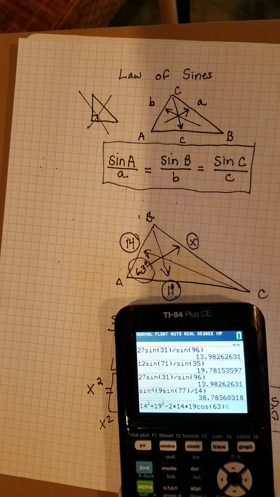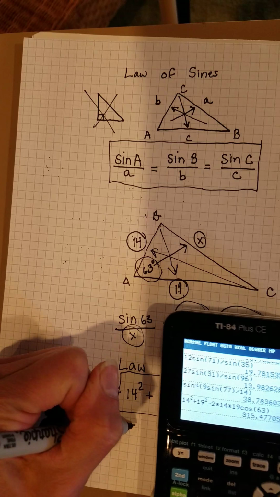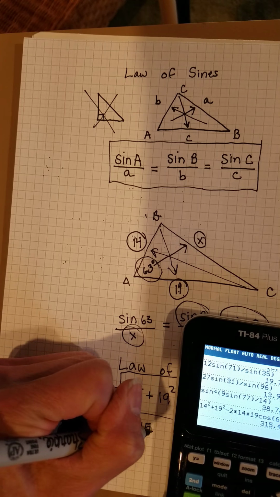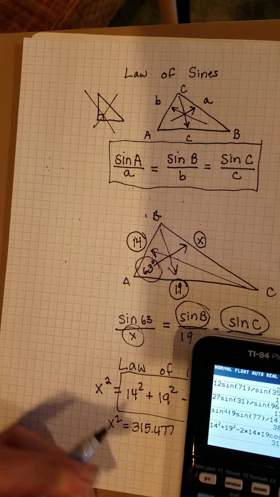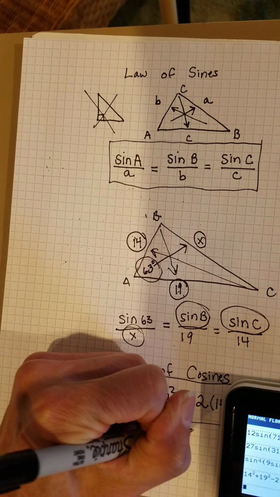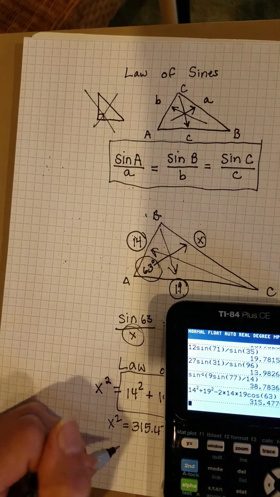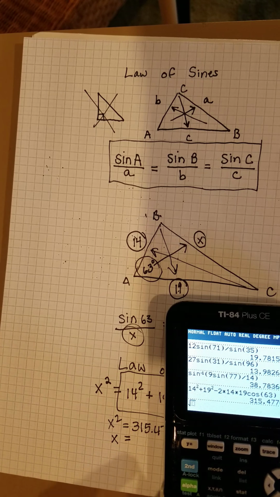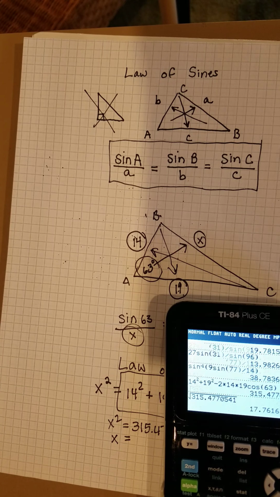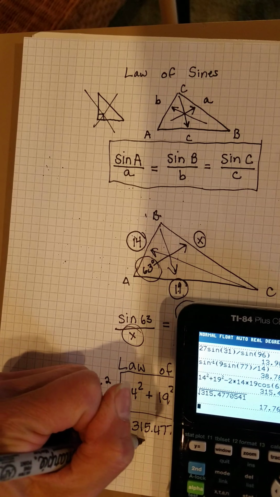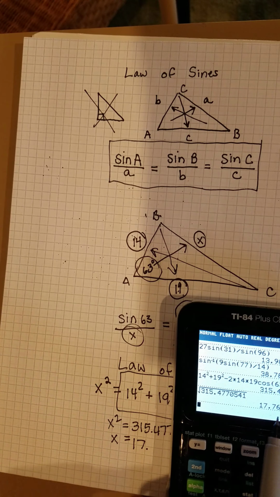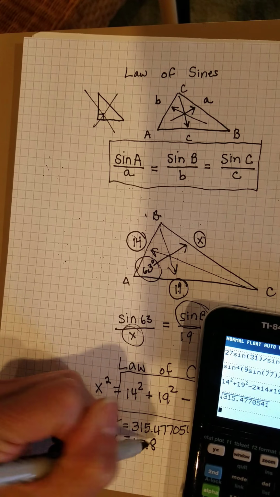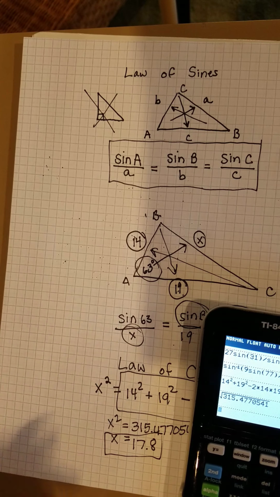Okay, let's see what that is. So x squared is equal to 315.4770541. But I need to find x. So what am I going to do? I'm going to take the square root of all that. Square root of that, and I get x is equal to 17.76, which we know when we round is 17.8.